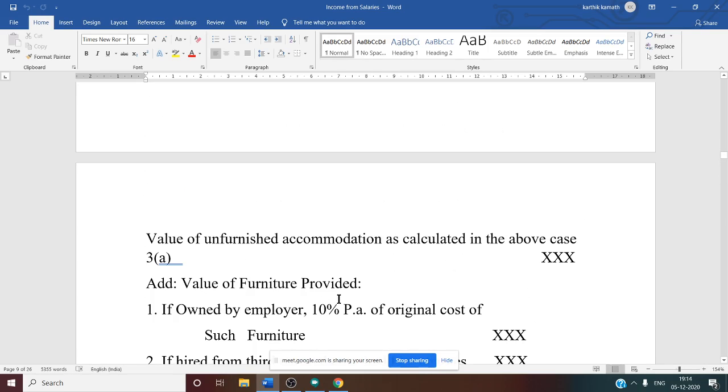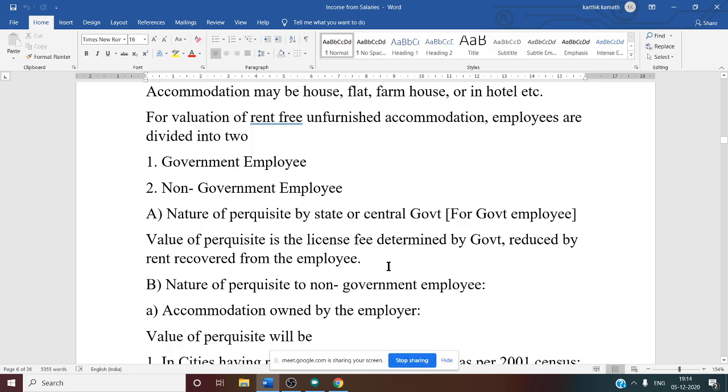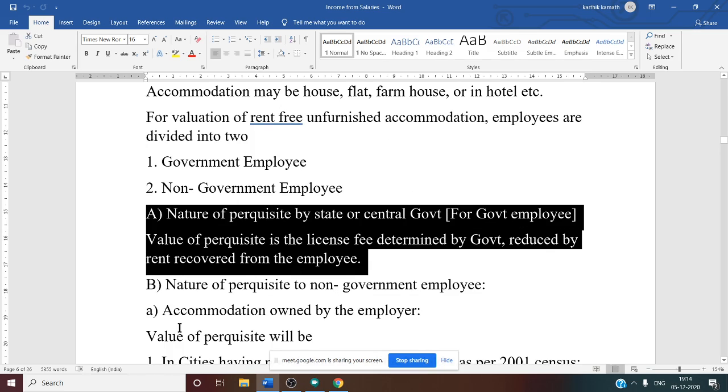One is government employee and the second is non-government employee. In the case of a government employee, what happens? The RFA value, or value of perquisite, is nothing but the license fee determined by the government. That will be given in the problem, and you should ignore the market value of the house. Once you get the license fee, from that you have to deduct rent recovered from the employee, if any. That is the treatment for a government employee.